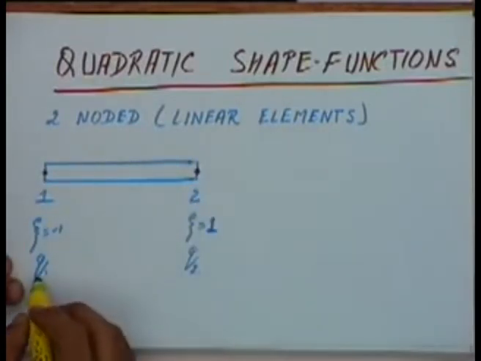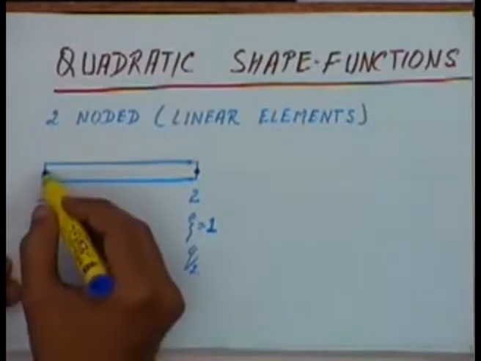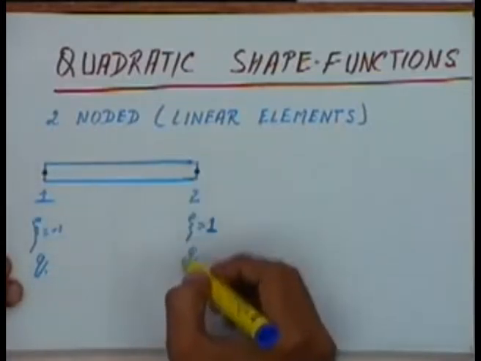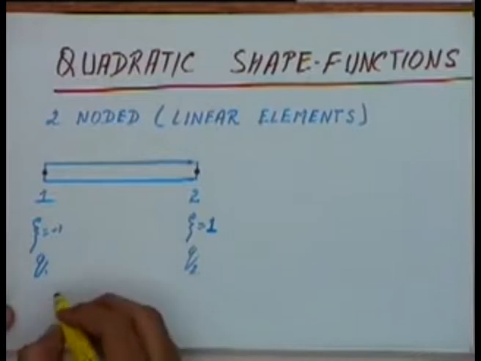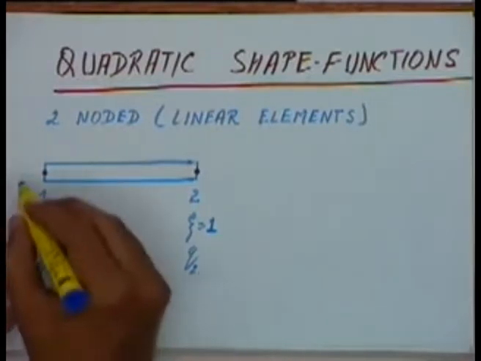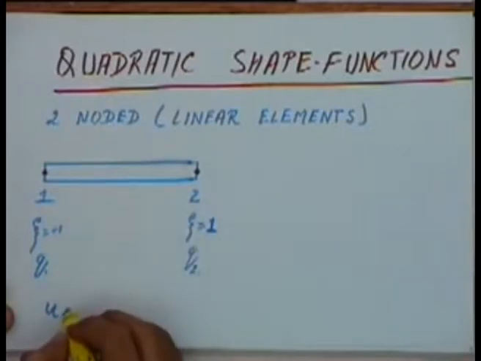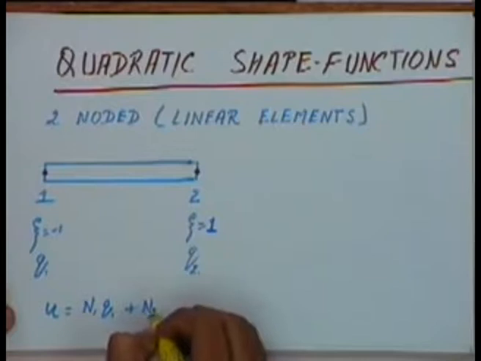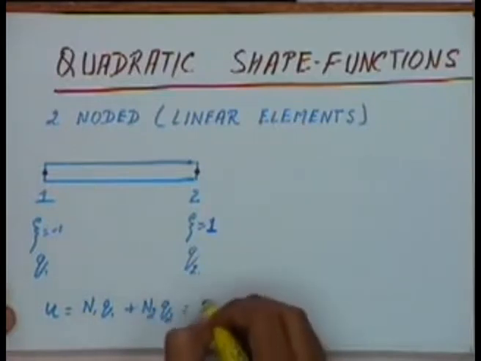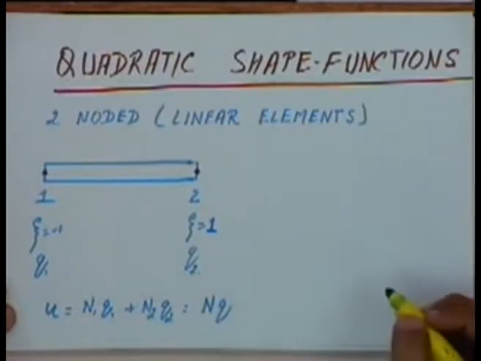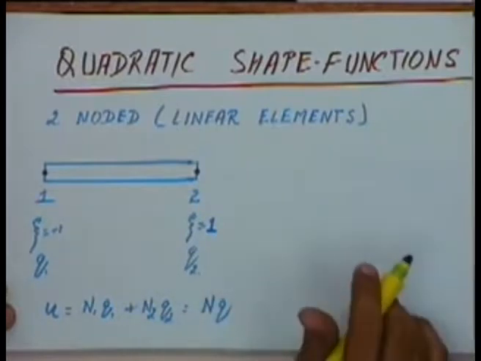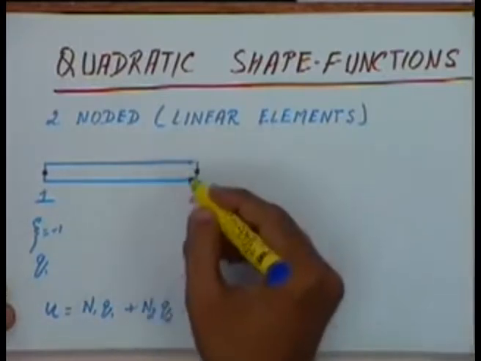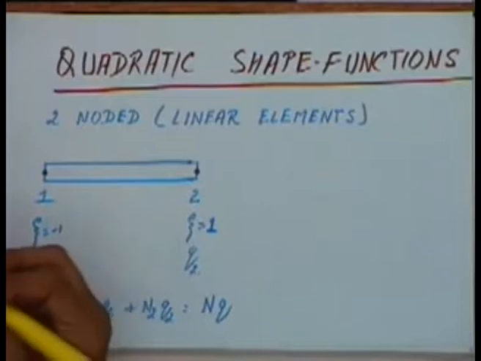Similarly, we decided that if the deformation here is q1, the deformation here is q2, then u, which is the deformation at any arbitrary point here, will be given by n1 q1 plus n2 q2, or it will be given by n times q, where n and q are matrices. This is what we had for the two noded element.